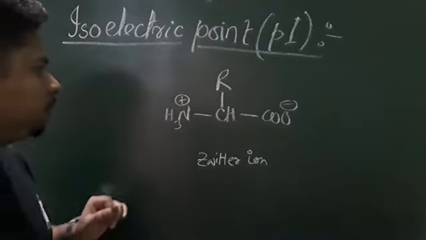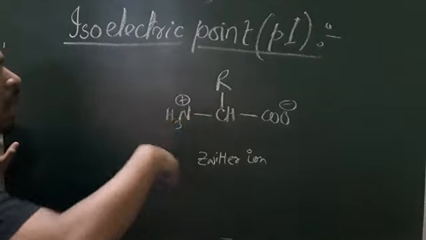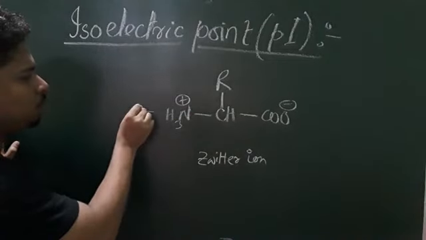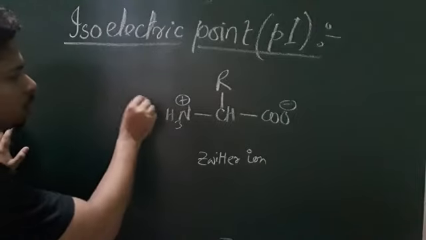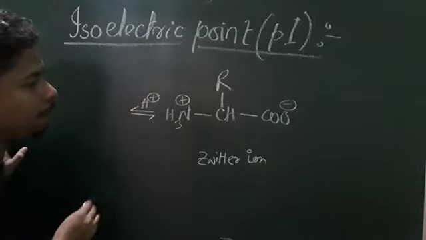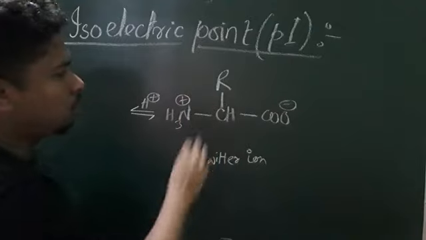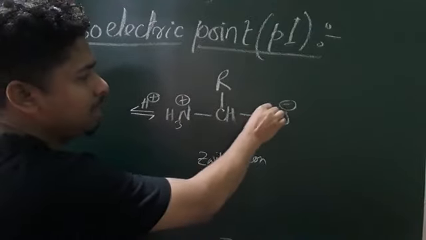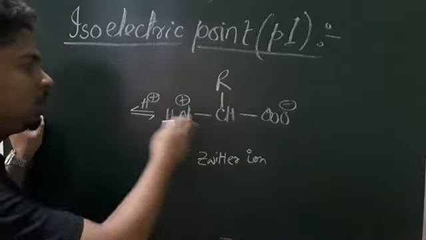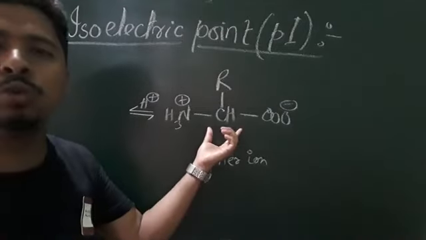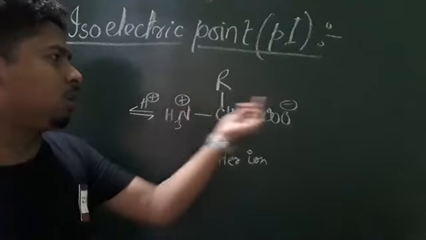Now you see this Zwitter ion, this dipolar ion, in presence of an acidic solution. What will happen? This dipolar ion will no longer exist as a dipolar ion in presence of acidic solution.